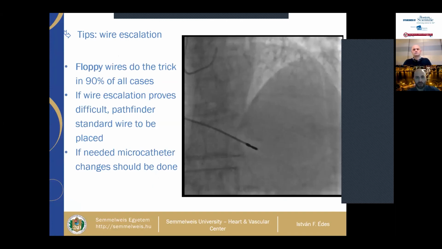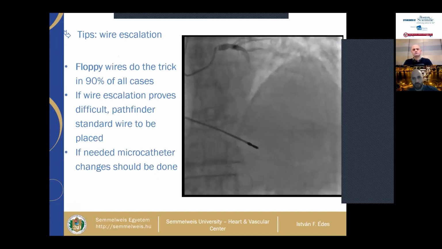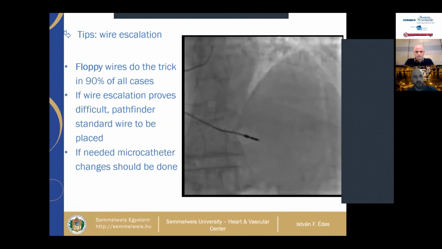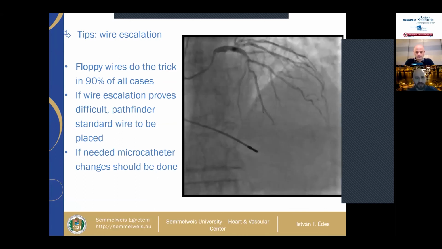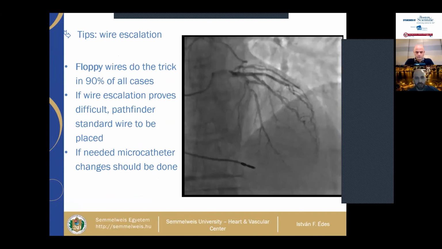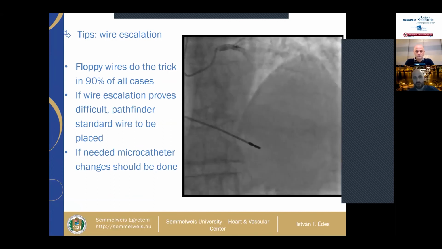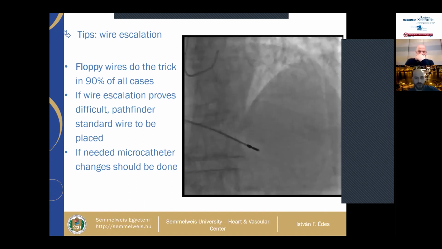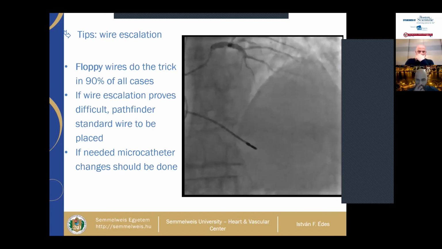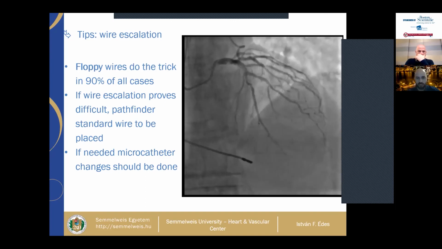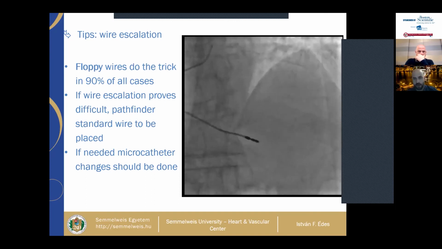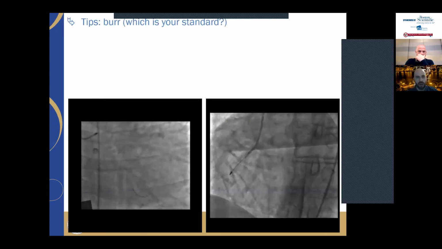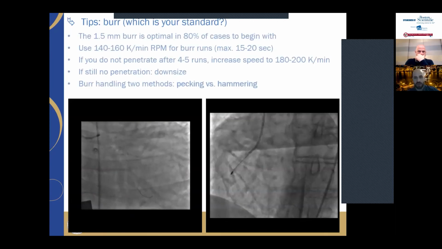A few tips on wire escalation. I think a floppy wire, which is much more benign than the extra support one, works in 90% of the cases. If wire escalation proves a bit difficult, then you can place a standard Pathfinder wire, which makes it easier for the RotaWire to find its place. And as we saw in the first case, a microcatheter change is always a good idea if you have difficulties wiring with the RotaWire.